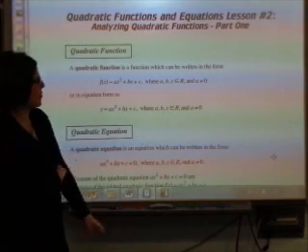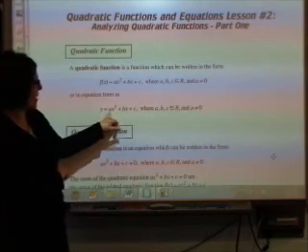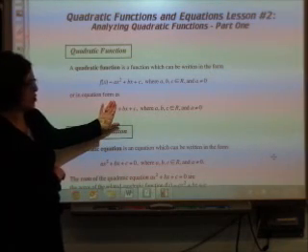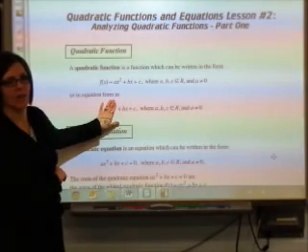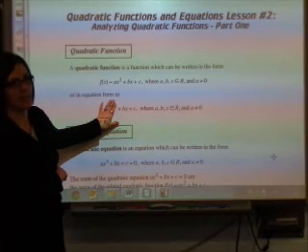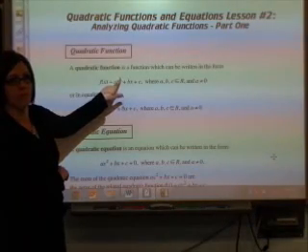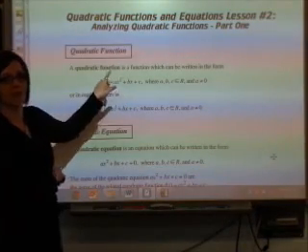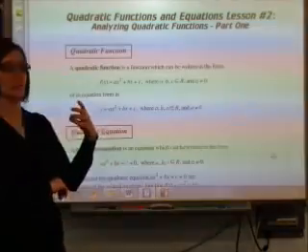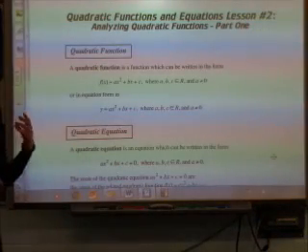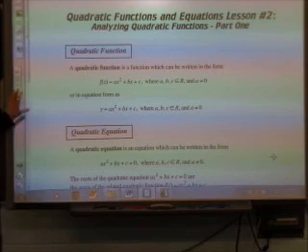The reason why it can't be equal to 0 is because if a equals 0, this term equals 0, and I now have bx plus c, which is a linear equation. It's not a quadratic. So quadratic equations have a degree of 2. That's what makes them quadratic. They have a squared x value, or a squared k value, m value. They're a degree of 2.